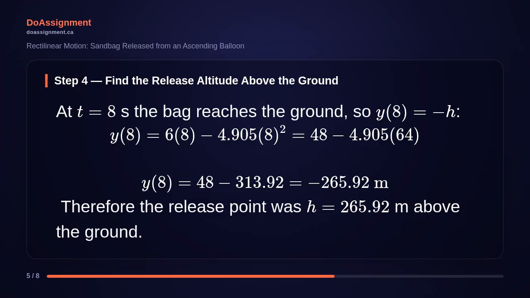Setting time equal to 8 seconds in the position equation, 6 times 8 is 48, and 4.905 times 64 is 313.92. So y equals 48 minus 300.92, which equals negative 265.92 meters. The negative result confirms the ground is below the release point, meaning the bag was released from 265.92 meters above the ground.